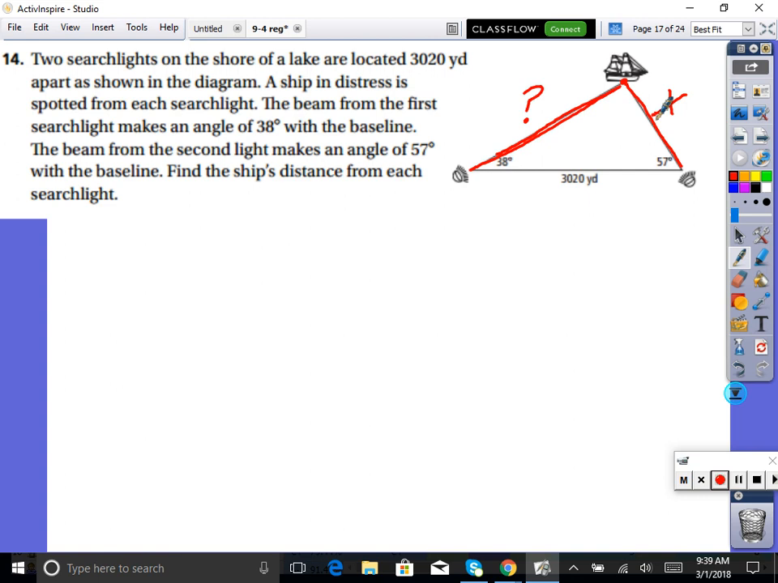So let's set up a true statement. What I want you to notice is, I need this angle, don't I? Well, I can find it because I have 2 angles. So hurry real quick. Do 180 minus 38 minus 57 real quick for me, please.